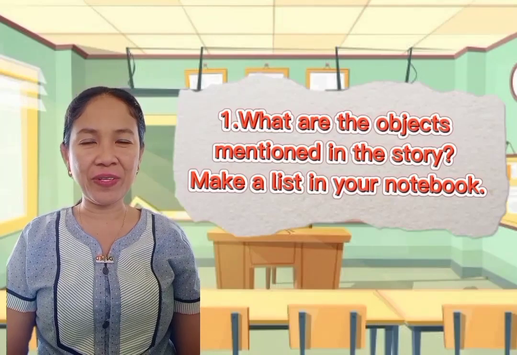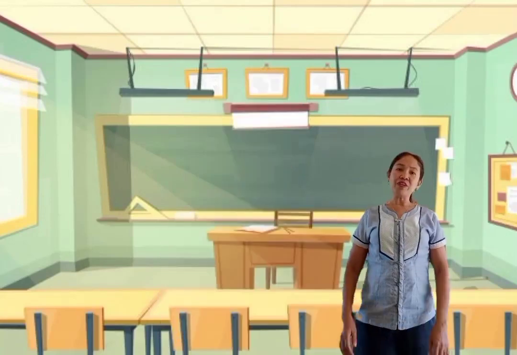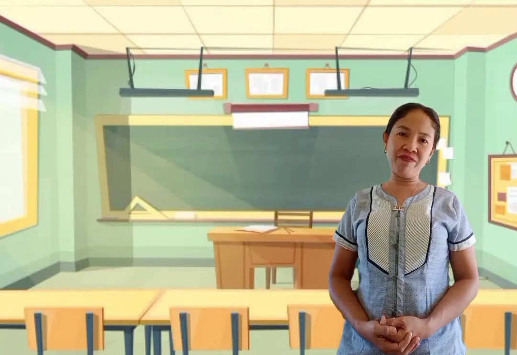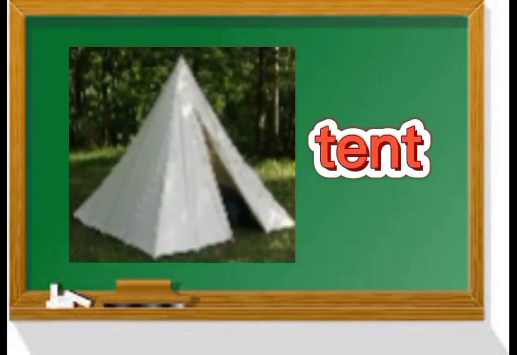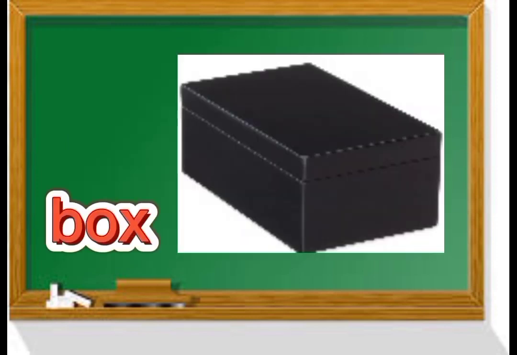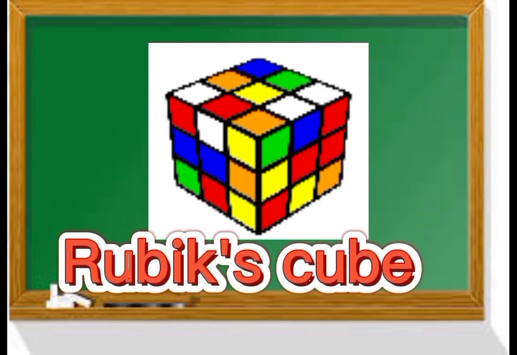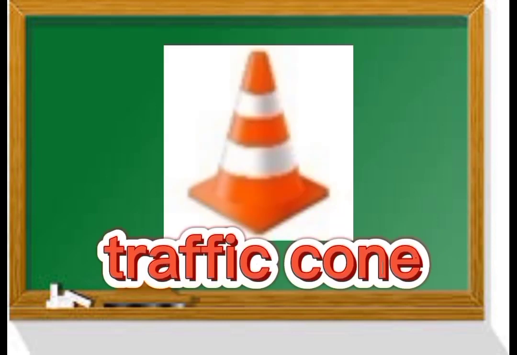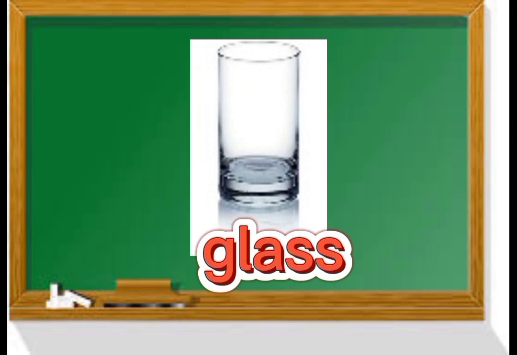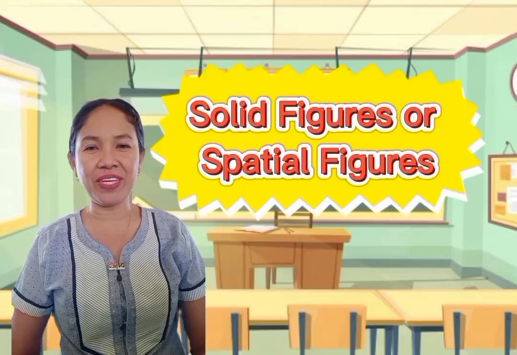Can you make a list in your notebook? Have you seen those objects in real life? Now you are going to discover more about the objects you have listed. The objects you have listed are tent, box, Rubik's Cube, basketball, traffic cone, and glass. The objects in the story are what we call the solid figures or the spatial figures.